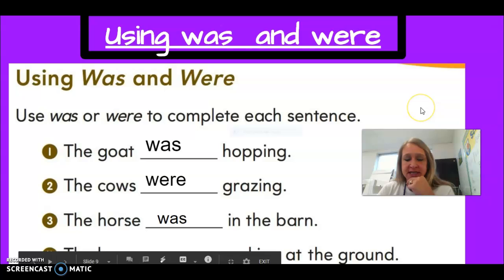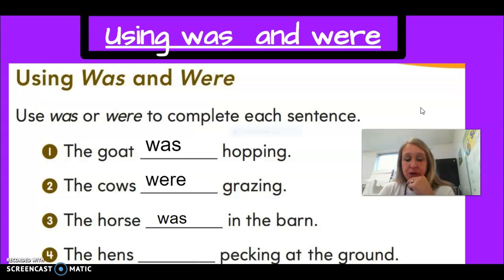Number 4 says the hens blank pecking at the ground. The hens. Is that one or more than one? More than one. Hens. That suffix s tells us that's more than one hen. Which verb are we going to use? The hens was pecking or the hens were pecking? Were. You are absolutely correct.